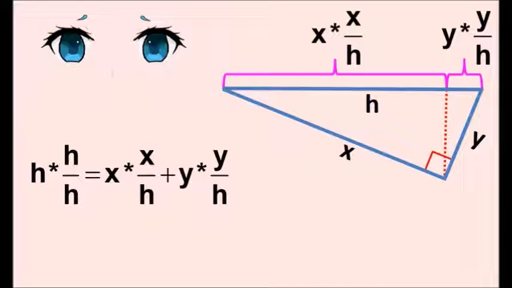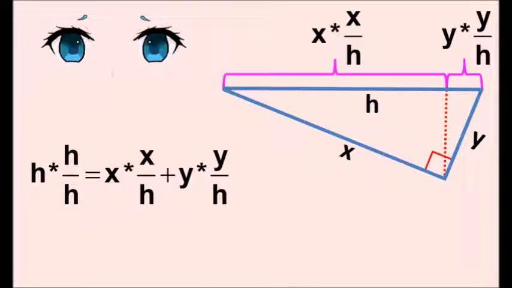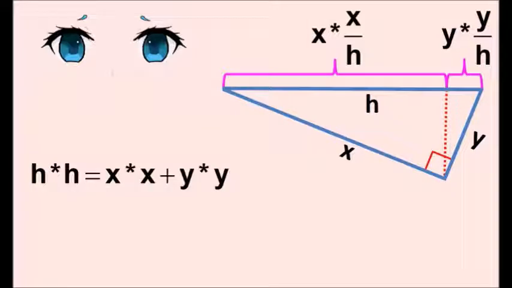Finally, multiply by h on both sides to remove the common denominator. Here it is again, in case you missed that. And we're done. Second quick blink. Go over this a few times until you can see it quickly and start to feel it in your gut.